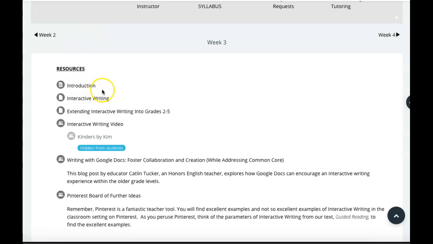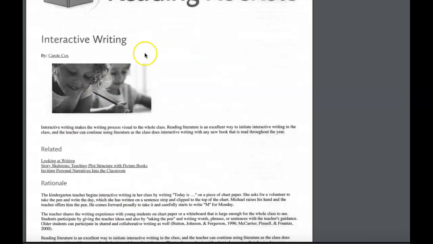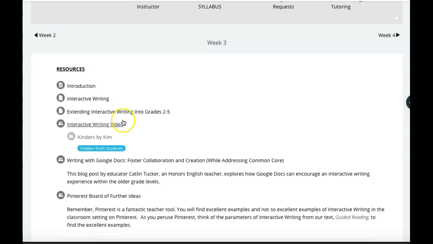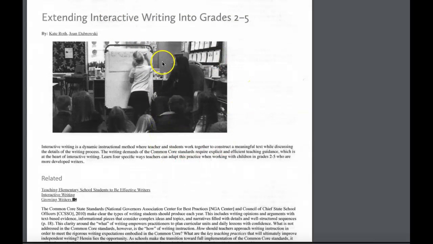There are also 2 articles on interactive writing from Reading Rockets. One is more of a primary point of view, and the second is extending it into grades 2 through 5. And yes, it can be done quite well in those grades. Your focus is just different.